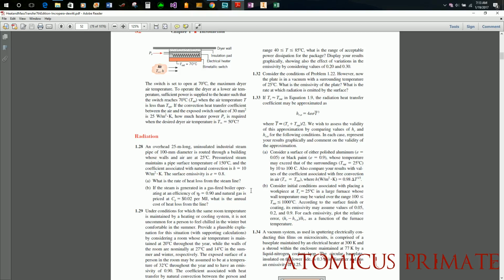First question, A. What is the rate of heat loss from the steam line? Second question, B. If the steam is generated in a gas-fired boiler operating at an efficiency of eta sub F, or eta? Anyways, I need to review the Greek letters, equals 0.90, and natural gas is priced at C sub G equals, that's probably cost of gas anyways, 0.02 per megajoule. What is the annual cost of heat loss from the line?